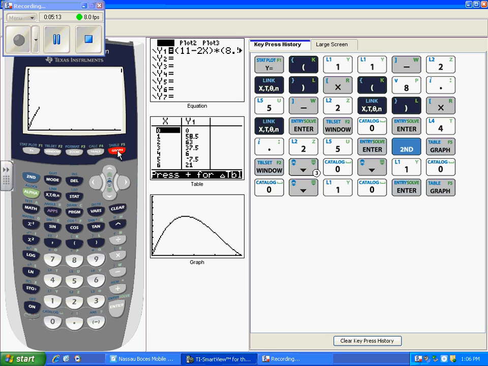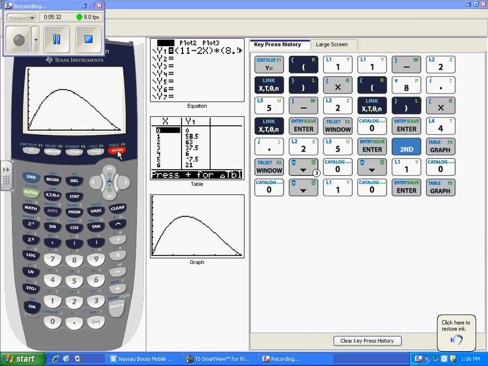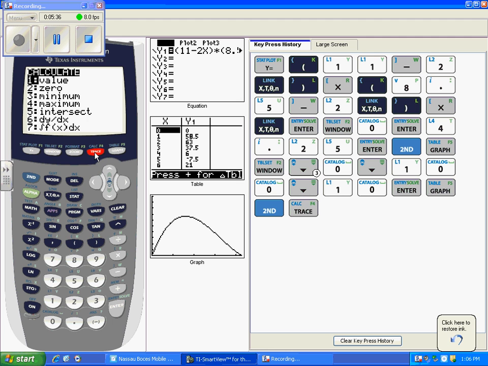All right, now I'm ready. I'll hit graph. And here's a picture of my function. And clearly, it has a maximum somewhere between, there's the max value right up here. It's somewhere between 1 and 2 is the ideal cut I should make for the length of the side of the square to yield maximum volume. So that's what I'm going to figure out next. I'm going to do second calculate. And this is familiar from some of the earlier videos. I'm going to go down to number 4, maximum.